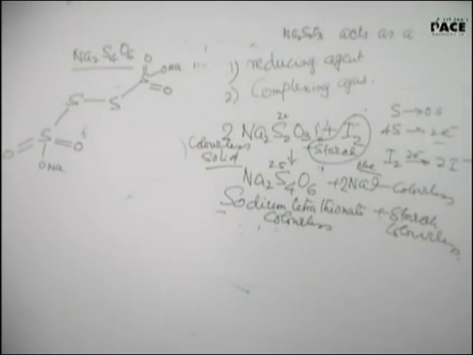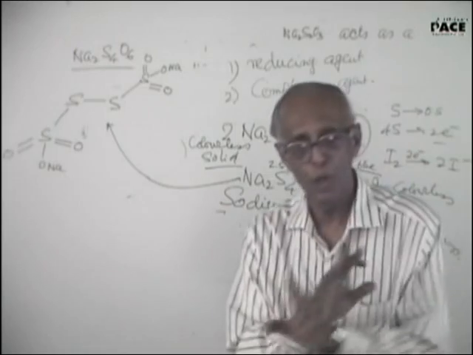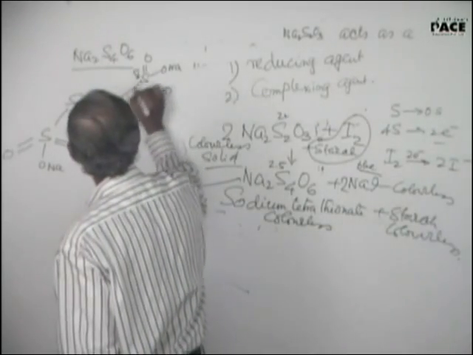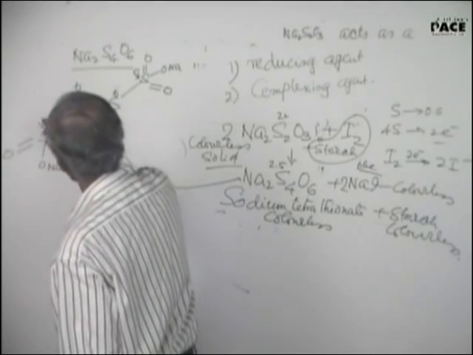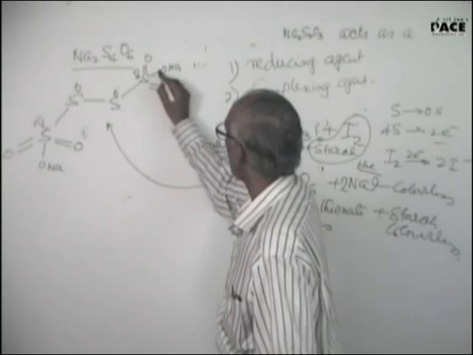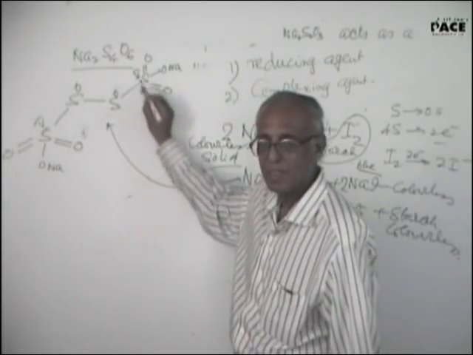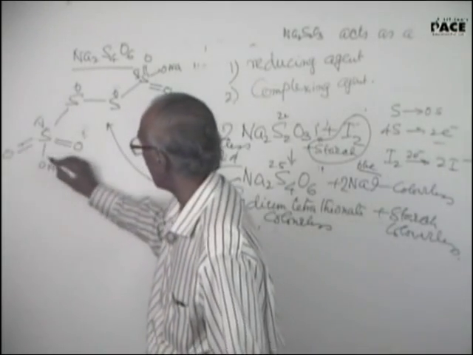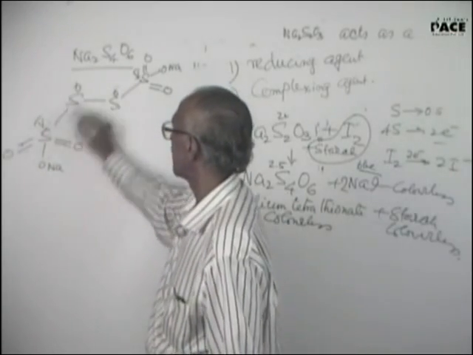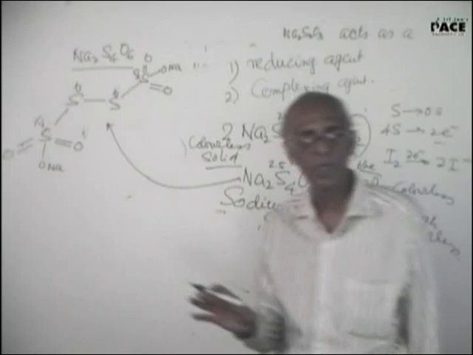This is the structure of Na2S4O6. What is the oxidation state of sulfur? There is no ambiguity. There is no controversy. This is 5, this is 0, this is 0, this is 5. Because this sulfur forms 5 bonds, so it is 5. This sulfur forms 5 bonds, so it is 5. The sulfur-sulfur bond is taken as 0. Okay?